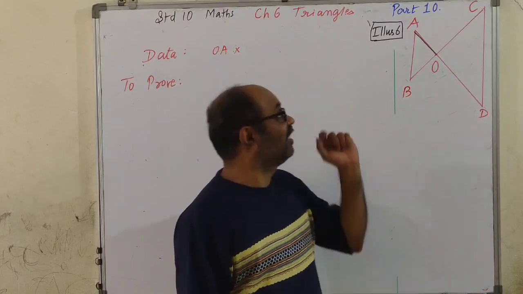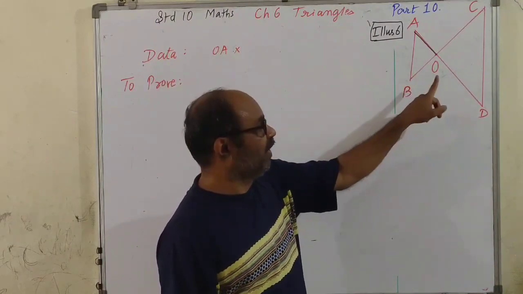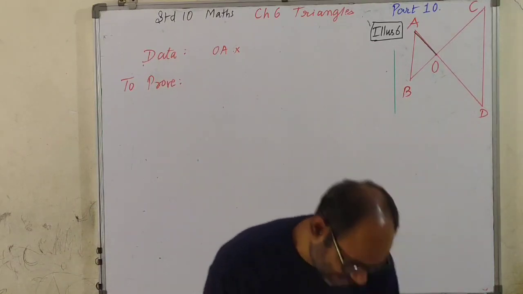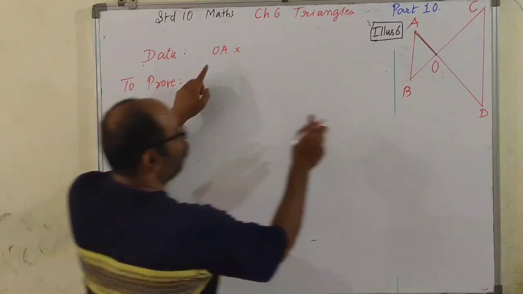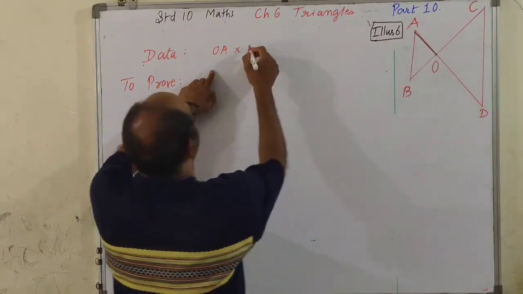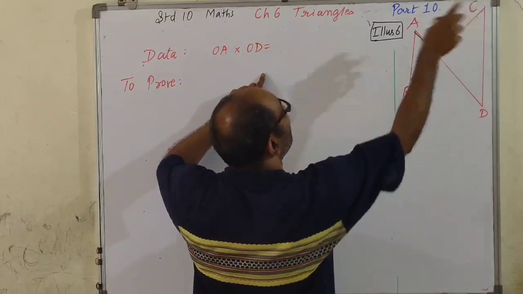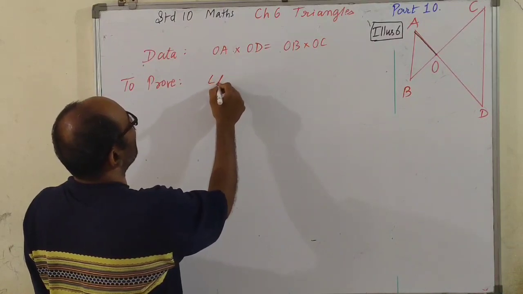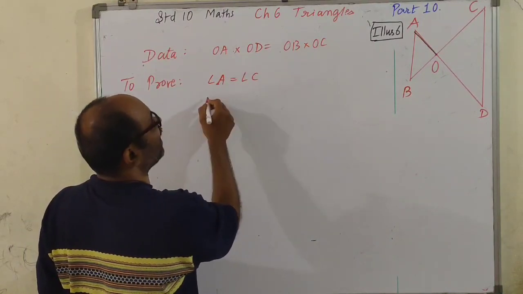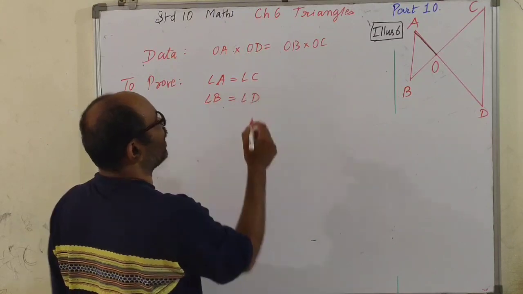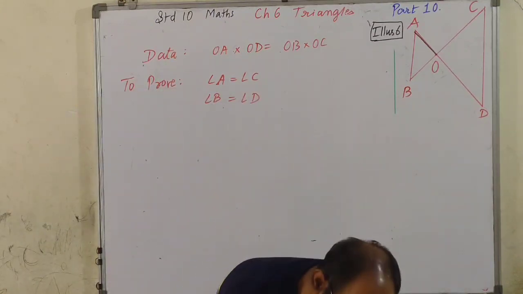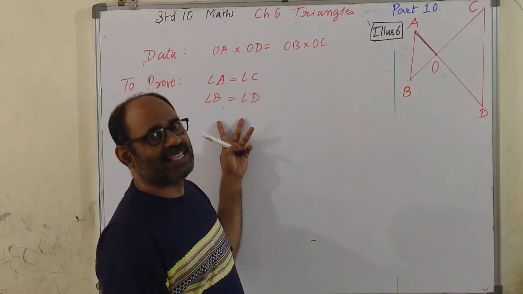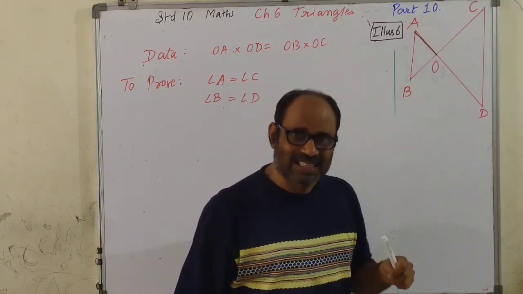All right then. Now let's see the sixth one. Sixth illustration. A figure is given to you. It may not match with your text, but let me tell you what is given here. Data: OA into OD is equal to OB into OC. Alright? And what you have to prove? Angle A is equal to angle C and angle B is equal to angle D. Yes, these corresponding angles are equal if the two triangles are similar.